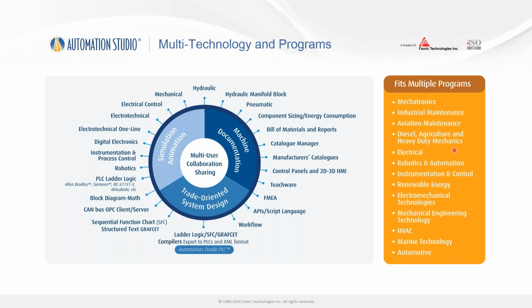So what is exactly Automation Studio software? Automation Studio is a multi-user collaboration sharing software which deals in simulation, animation, trade-oriented system design, and machine documentation. You can draw your circuit on hydraulics, pneumatics, then some part of mechanical, then electrical control, electrotechnical one line. We have a separate library for digital electronics, instrumentation, process control, robotics. Then you can draw circuits on different PLCs, and block diagrams. You can also link your Automation Studio circuit with the trainer kit using Canvas or OPC client. You can build circuits using SFC.